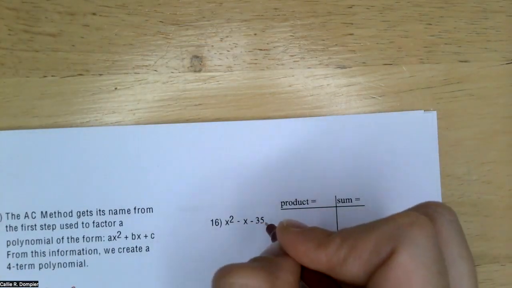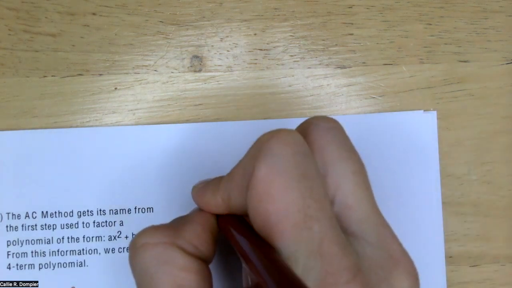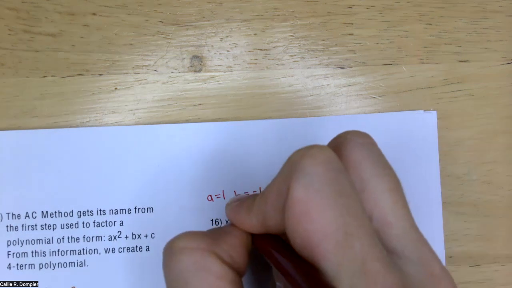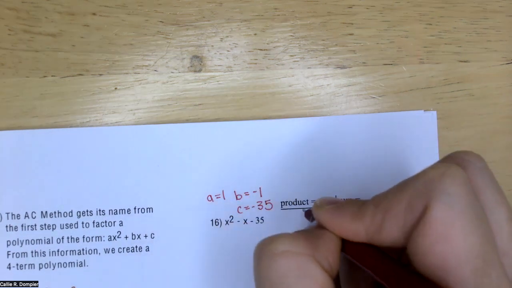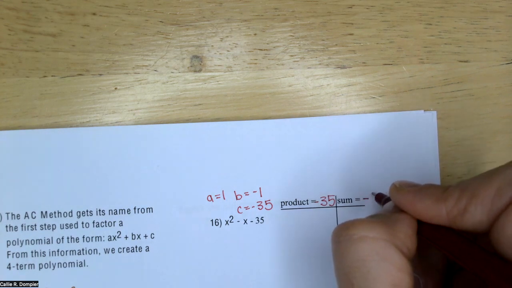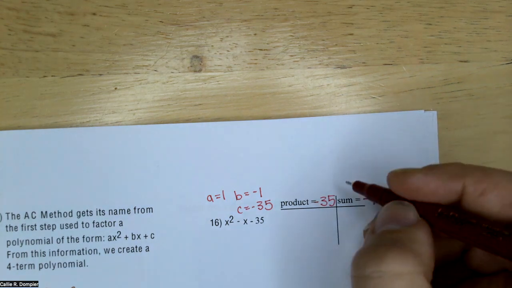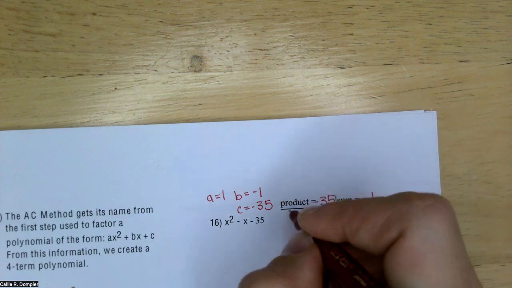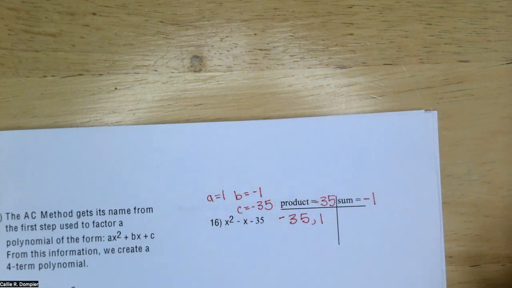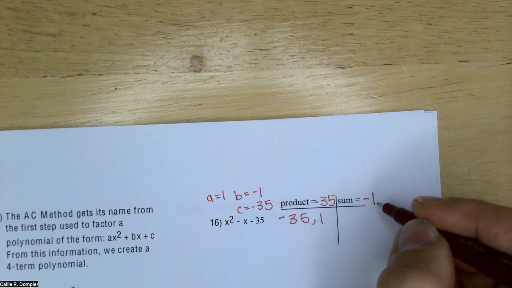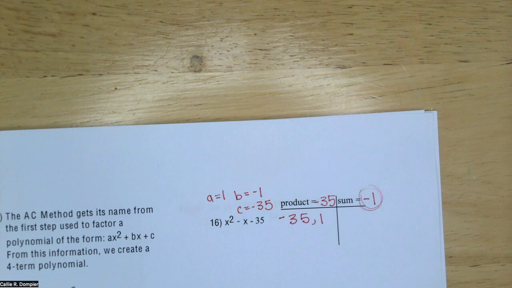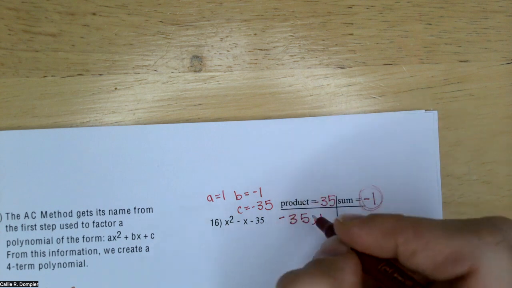16, x squared minus x minus 35. A is 1, B is -1, C is -35. The product needs to multiply to -35 and needs to add to -1. Interesting. -35 would be -35 and 1, also 35 and -1, but it's adding to a negative number. So I'm only going to take the bigger number as negative in the pairs.